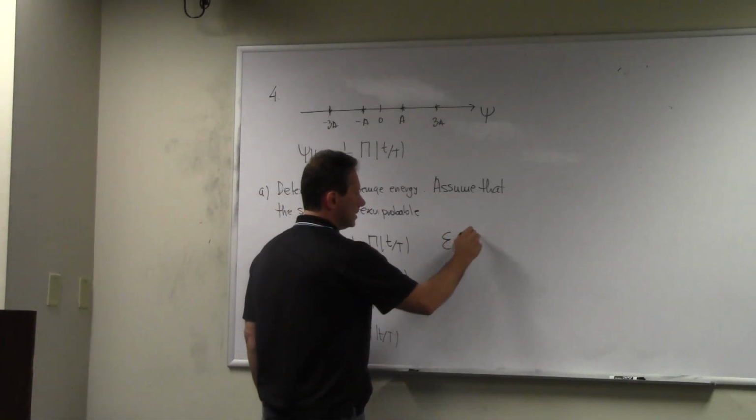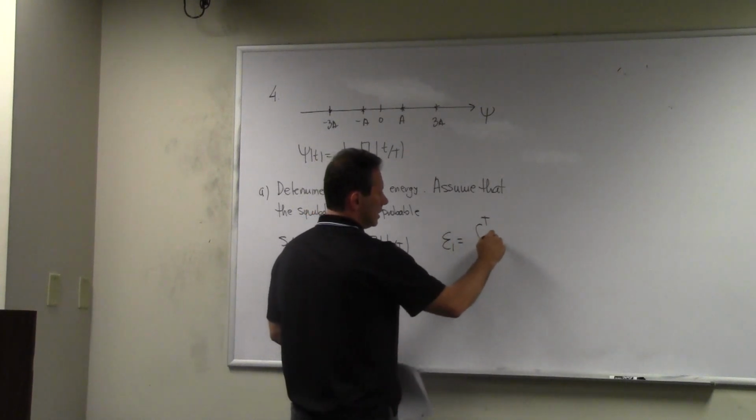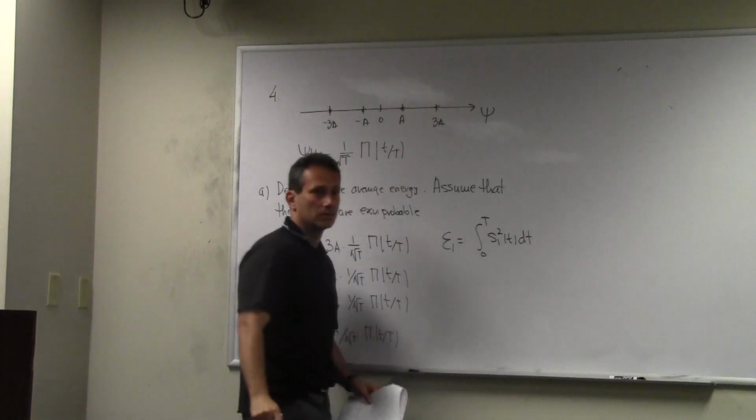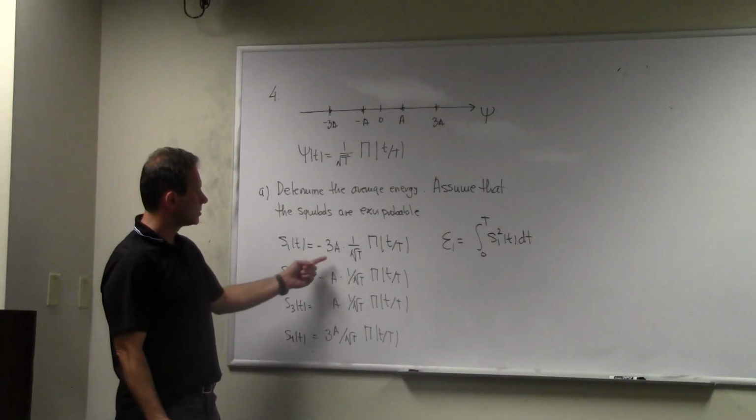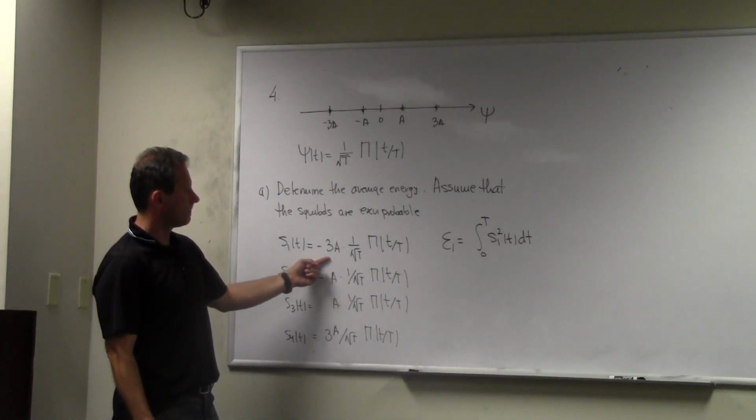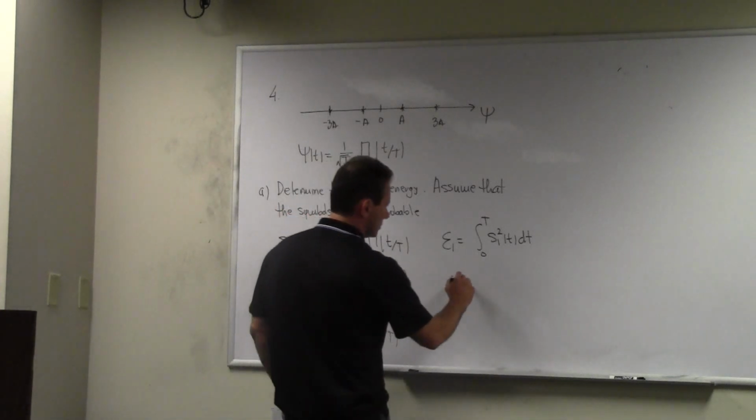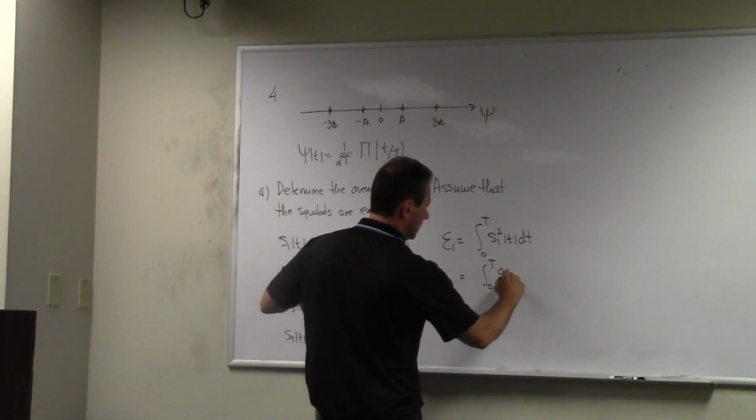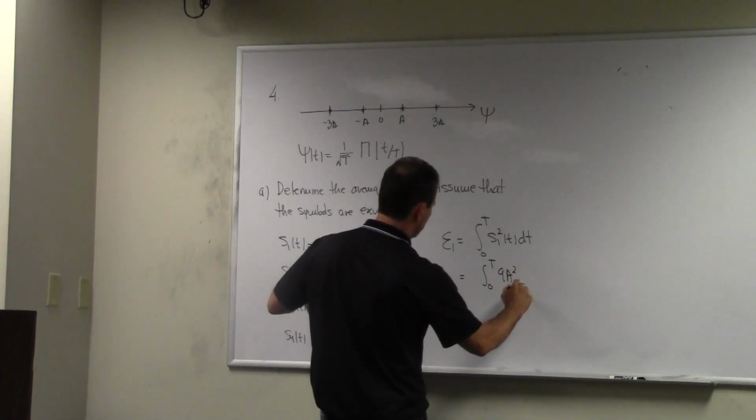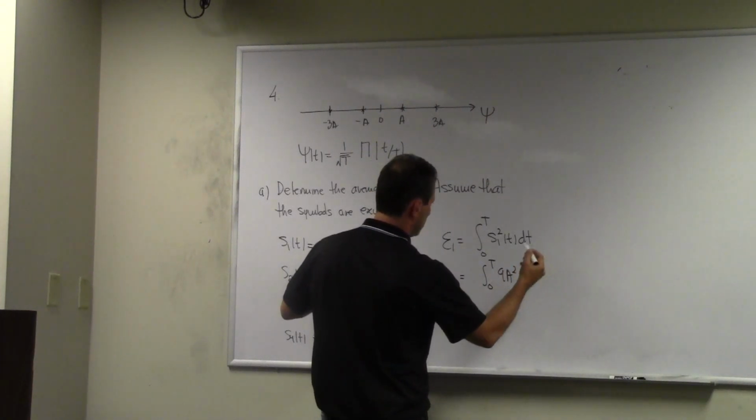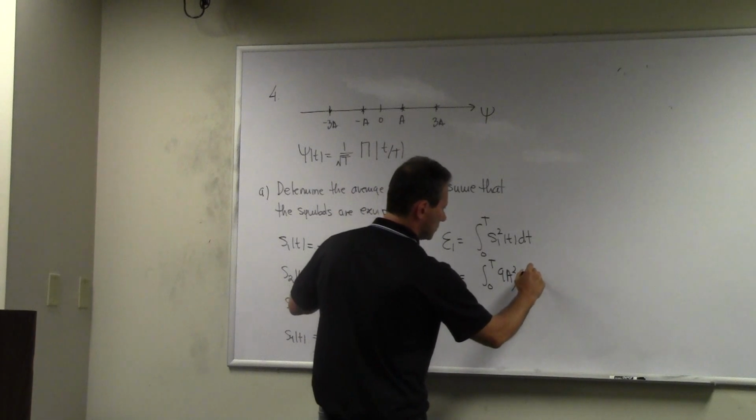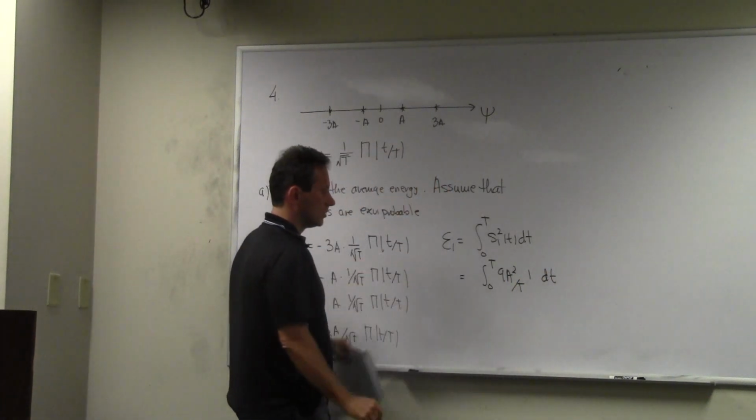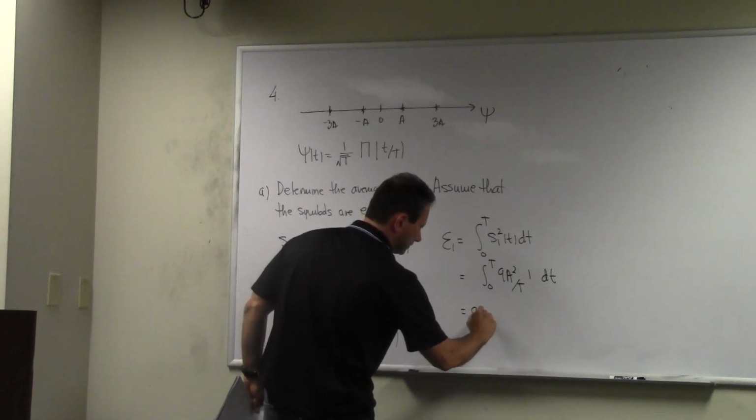Energy of the first one is the integral from 0 to T of s1 squared of t dt, right? That's what we know. If I square this, what do I get? Well, let me actually do it. So this is the integral from 0 to T of 9a squared over T, pi, just 1, right? dt. So it's 9a squared.